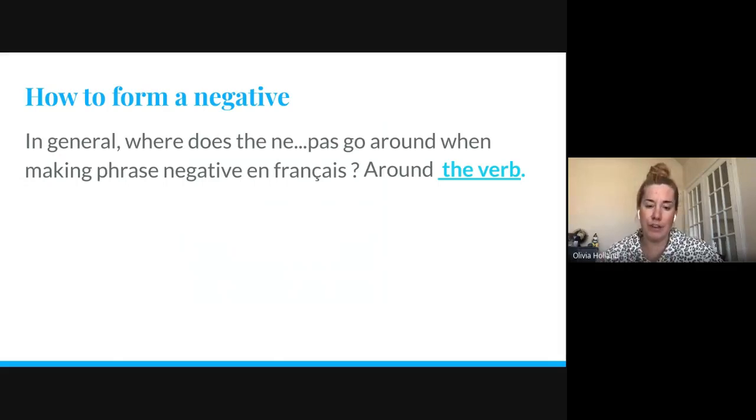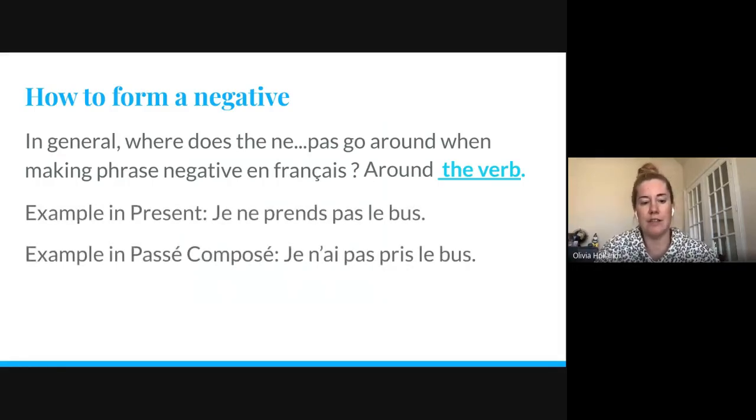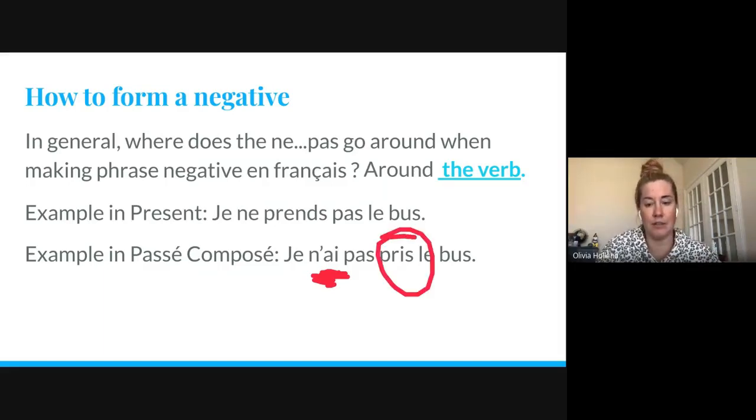By the way, if I'm going too fast on this, you are welcome to pause and continue, obviously, because I can't see you writing it down. I don't know how fast you're writing it down. So here's a couple examples. Obviously, in present tense, je ne prends pas le bus, or in passé composé here, you have je n'ai pas pris le bus. One thing to note here is that in passé composé, your verb is avoir or être. It is not pris, for example. That is a past participle. It is not a verb. So in passé composé, the rule still does apply in that the ne pas goes around the verb.